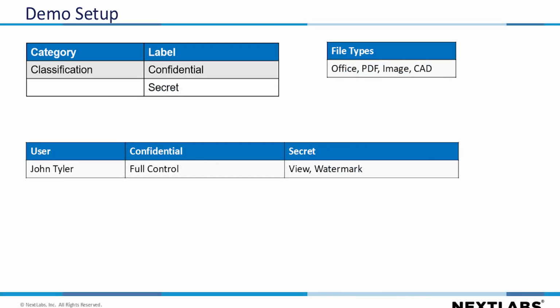A quick look at the demo environment. We use one classification category with two labels, confidential and secret. Our demo user, John Tyler, has full control over confidential documents, but only view with watermark on secret documents. Keep that difference in mind, you will see it in action. We will protect a mix of Office, PDF, image, and CAD files.